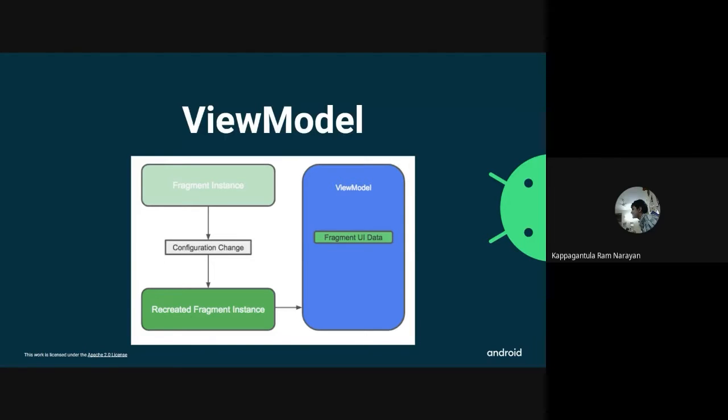If you look at the PPT, you can look here. In the fragment instance, let's say you have a fragment, and in that fragment a configuration change has occurred. This configuration change will talk to the view model, get the required data, and send it back to the newly recreated fragment instance. So this is how your view model works.